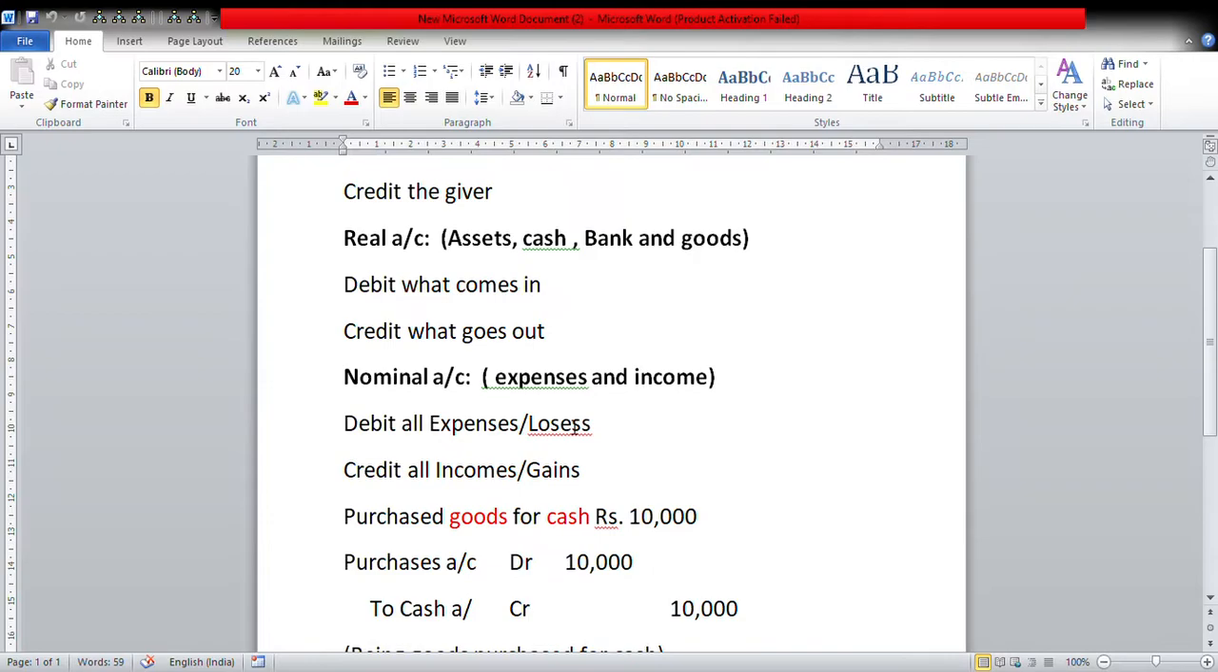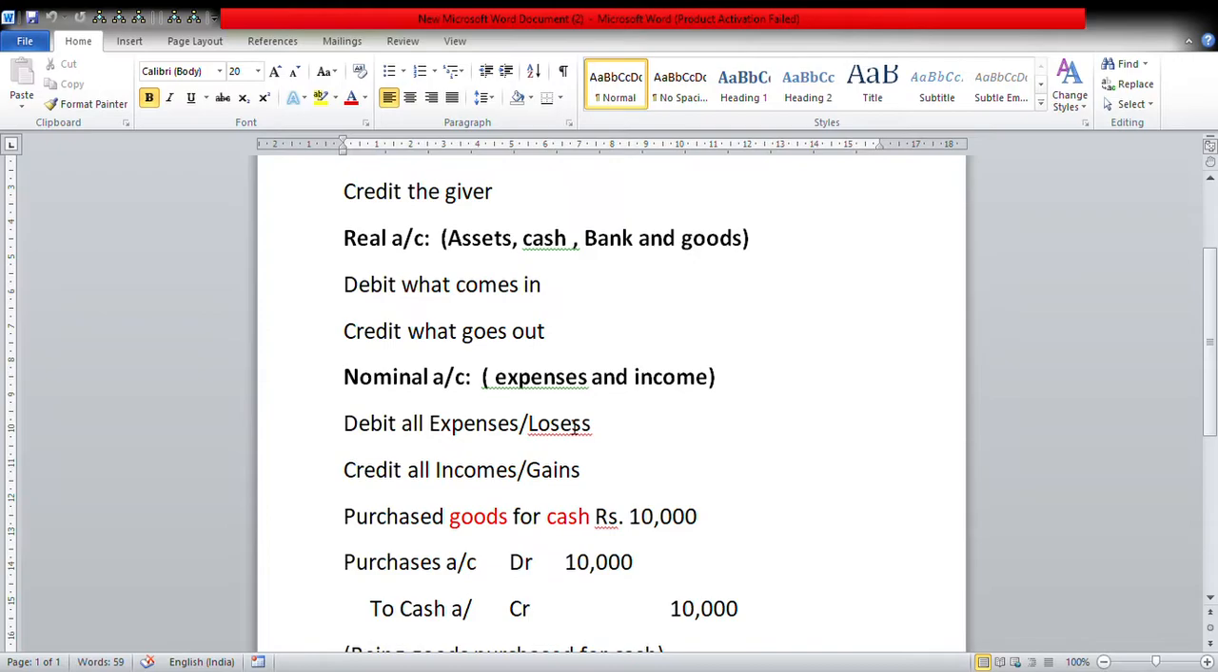The third one is based upon the accounts which have been identified, that is, maybe it can be a real, personal, or a nominal account. According to that, the application of the rule is very important. So the first question is to identify whether it is a cash transaction or a credit transaction. The second question is identifying the names of the accounts included in the given transaction. The third is, based upon the accounts included, how to apply the rule.